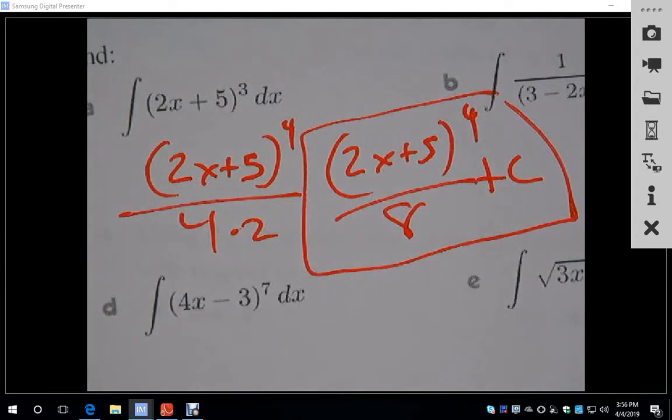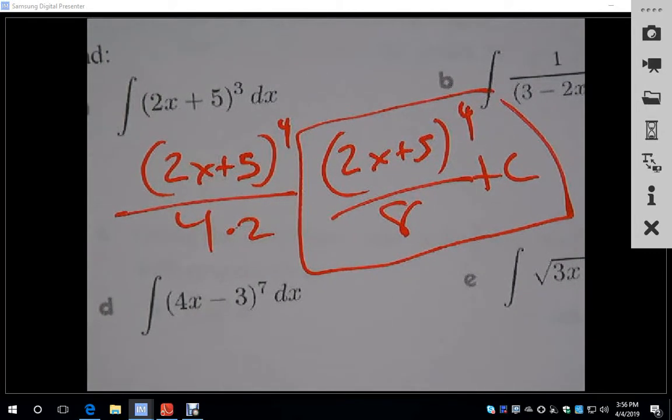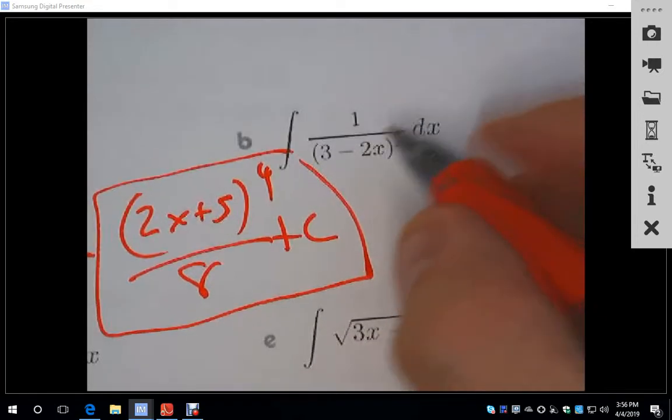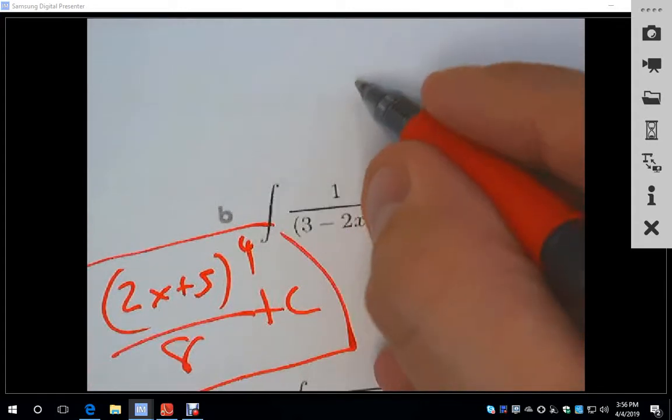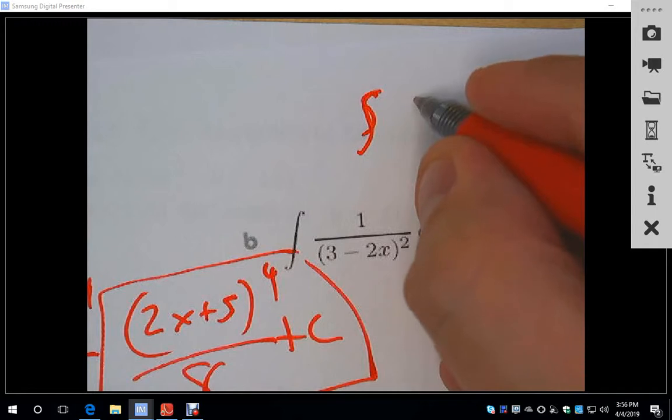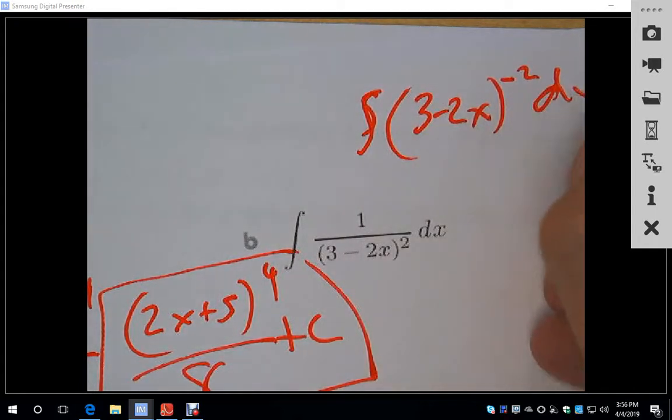So let's move on to another one. How about, let's just move on to this one here. So I'm going to rewrite this as this. So we have the integral of 3 minus 2x to the power of negative 2 dx.